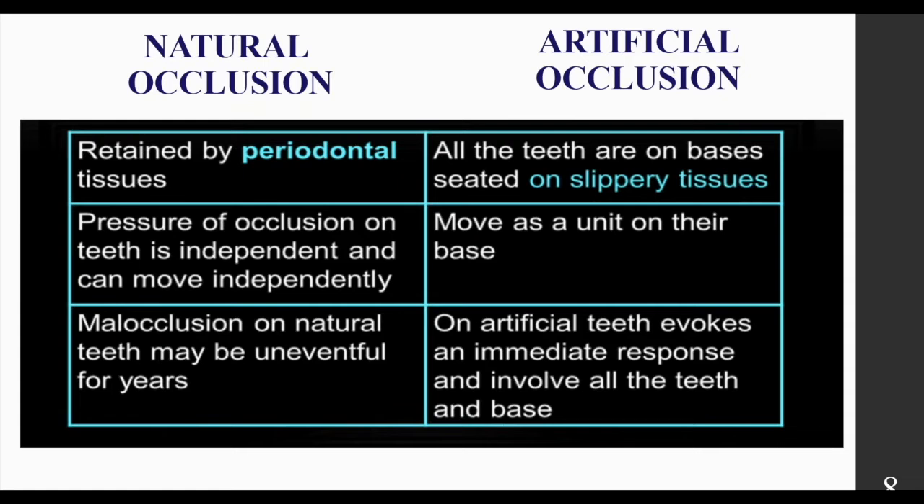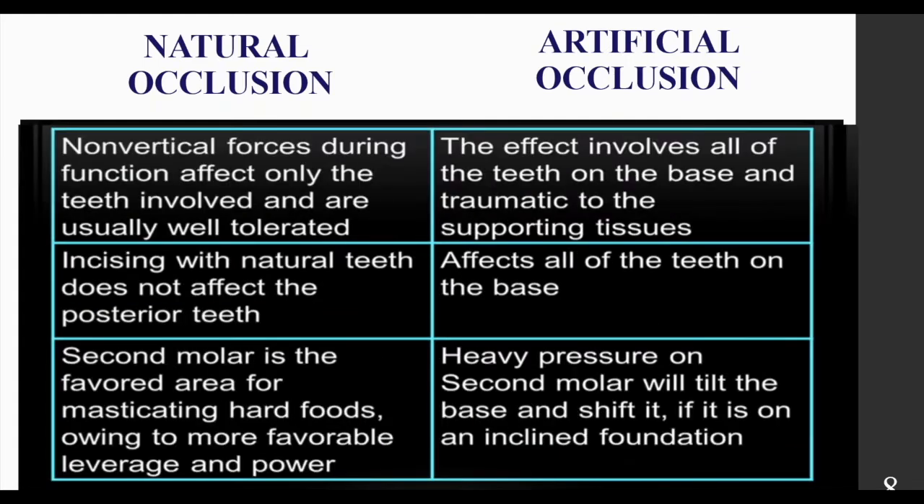In natural dentition, malocclusion may be uneventful for years, but malocclusion in the artificial occlusion evokes an immediate response and involves the teeth and the bases. Non-vertical forces on the natural teeth during function affect only the teeth which are involved and are well tolerated, whereas in the artificial teeth, the effect involves all the teeth and the bases and can be traumatic to the underlying tissue.